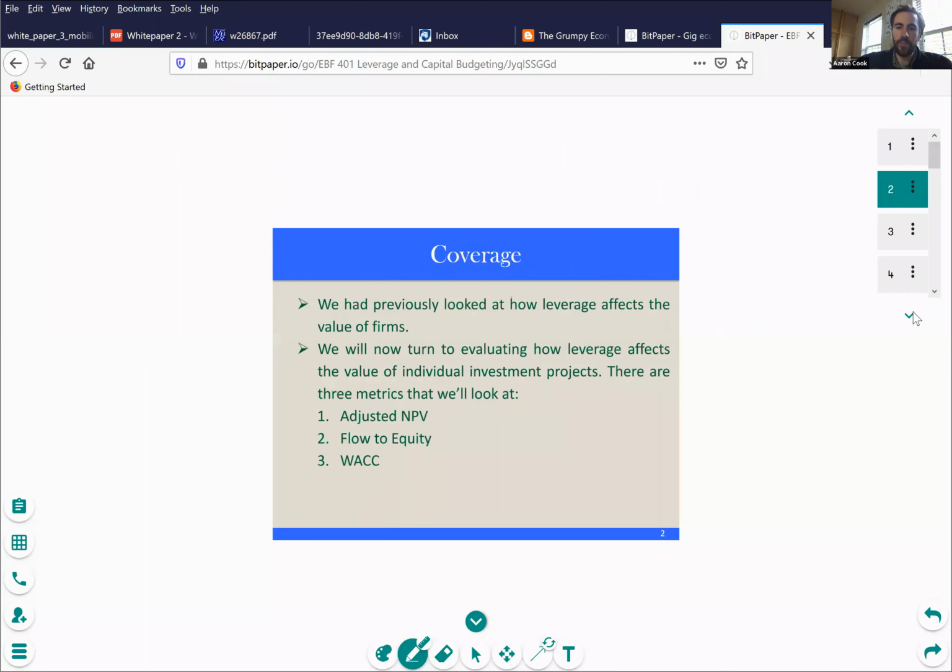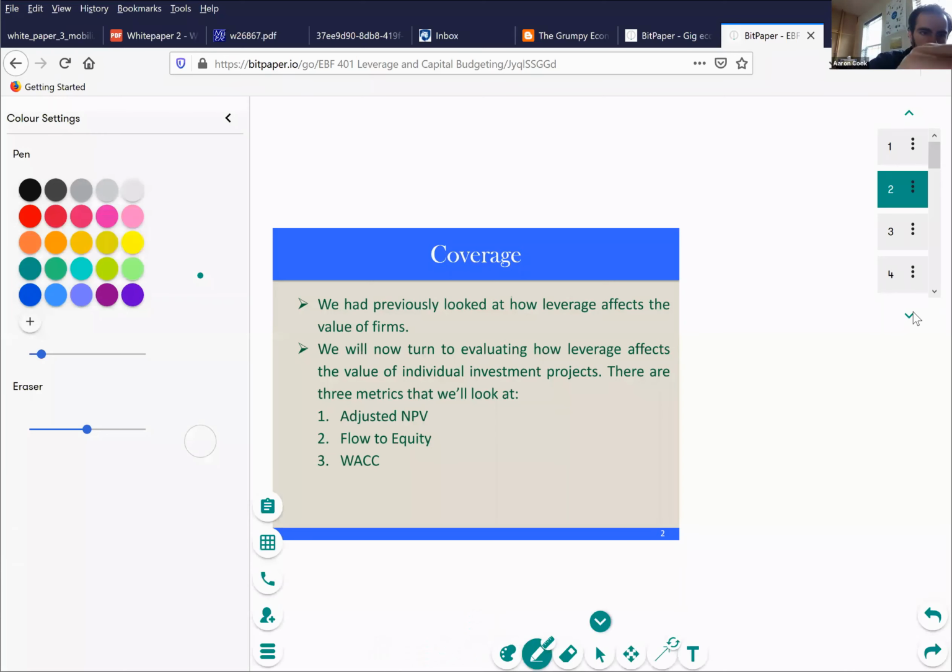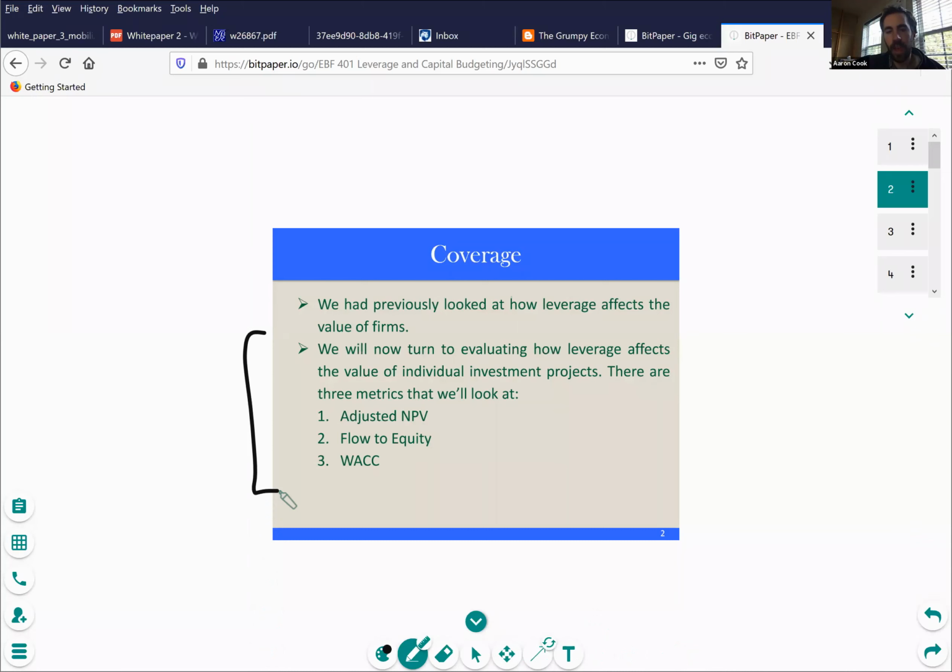All right, so there are 3 different ways of doing this. We're going to have adjusted net present value, or adjusted NPV. That's going to be similar to the way that we calculated the present value of the interest tax shield in order to get the value of the levered firm under Modigliani and Miller Proposition 1 with taxes. The techniques we use for that are going to be similar to the techniques we saw with Modigliani and Miller Proposition 1 with taxes.